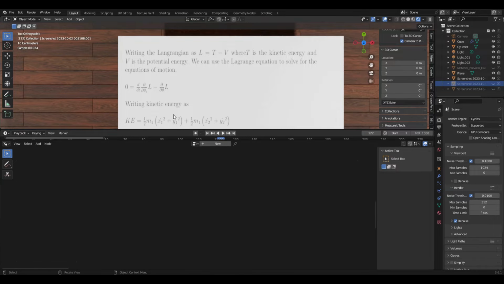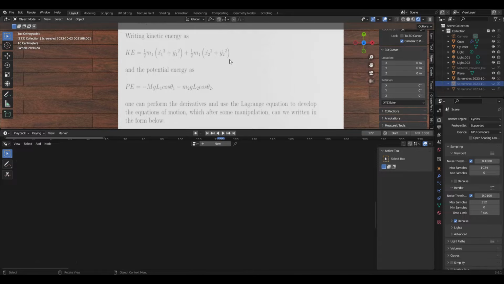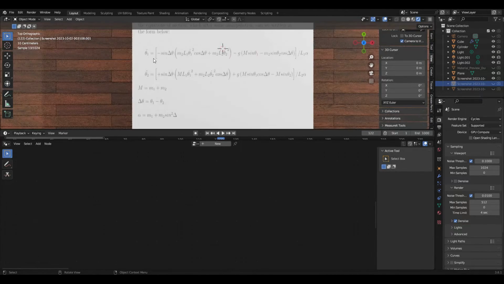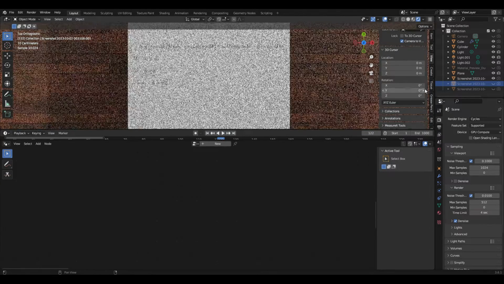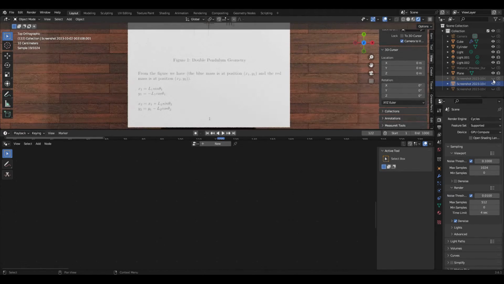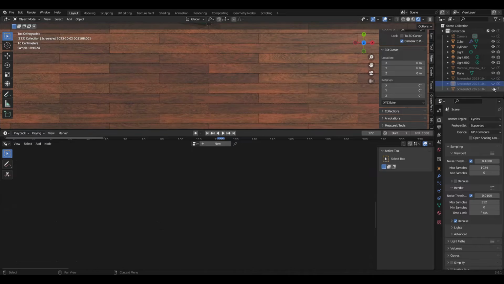The kinetic energy and potential energy go into what's called the Lagrangian, and then you can use the Lagrangian to write out the equations of motion. Here they are, where m is the sum of the two masses, and delta theta is the difference between the two thetas. And then here I'm going to show you the Runge Kutta method. Here are the equations written out for you.